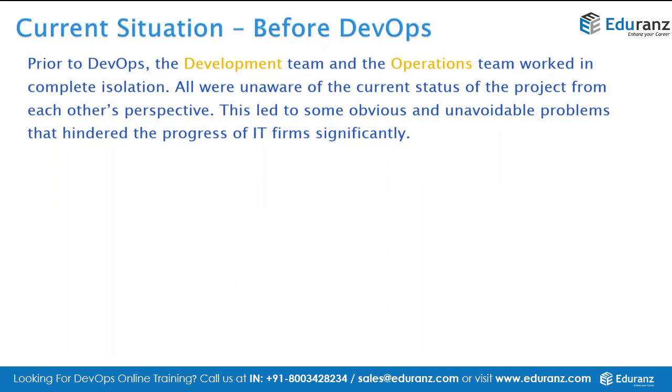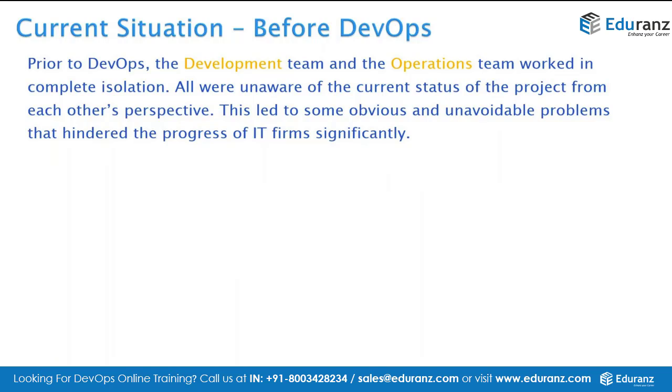So before DevOps, how was the situation? If you know that properly, then you'll understand why you are learning DevOps. Prior to DevOps, we all know the two important teams, development and operations. These teams were working in complete isolation. Why were they in isolation?